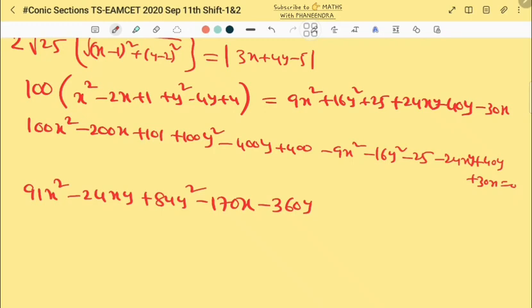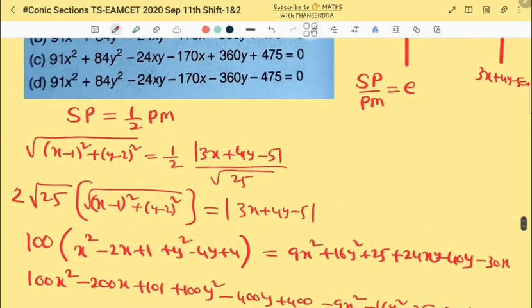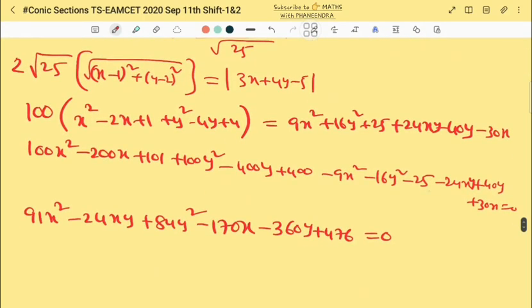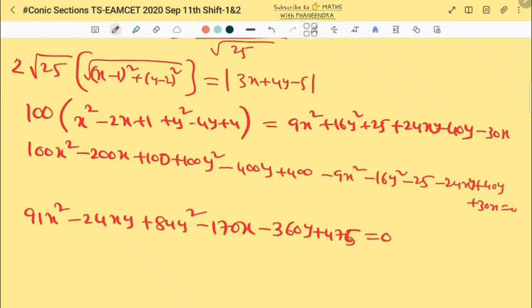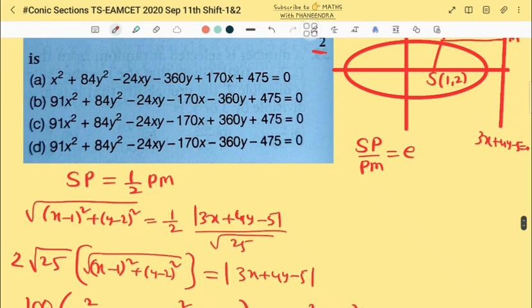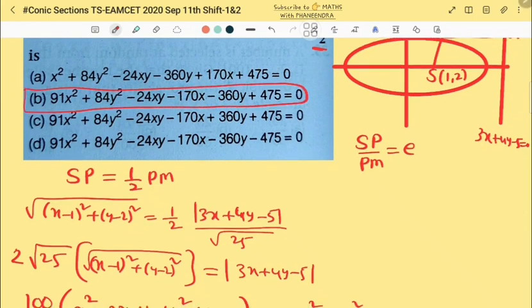Later on, we will move to the constants, dear students. 400 minus 25, so 475. So 91x square minus 24xy plus 84y square minus 170x minus 360y plus 475 equal to 0. Sorry, it is 100 into 4, I added wrongly. That is 400 minus 25 means 375... so the constant is 475 as computed, which is there in option B.